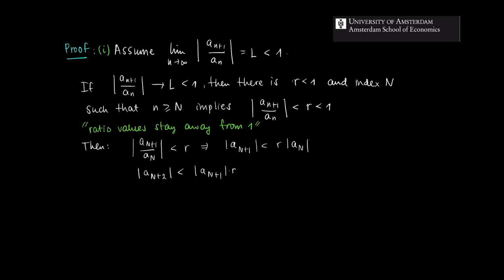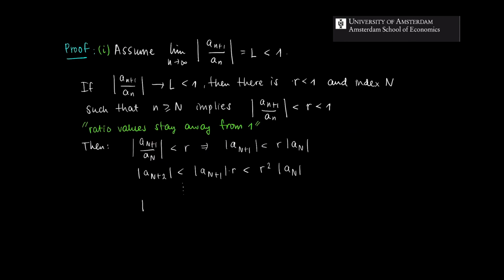And a capital N plus 1 in absolute value is smaller than r times the absolute value of a capital N. So we see that we get an additional factor r times the absolute value of a capital N. This can be continued by looking at the ratio, the absolute value of the ratio a capital N plus 3 divided by a capital N plus 2, etc., which gives that a capital N plus 3 is smaller than r to the power 3 times the absolute value of a capital N.